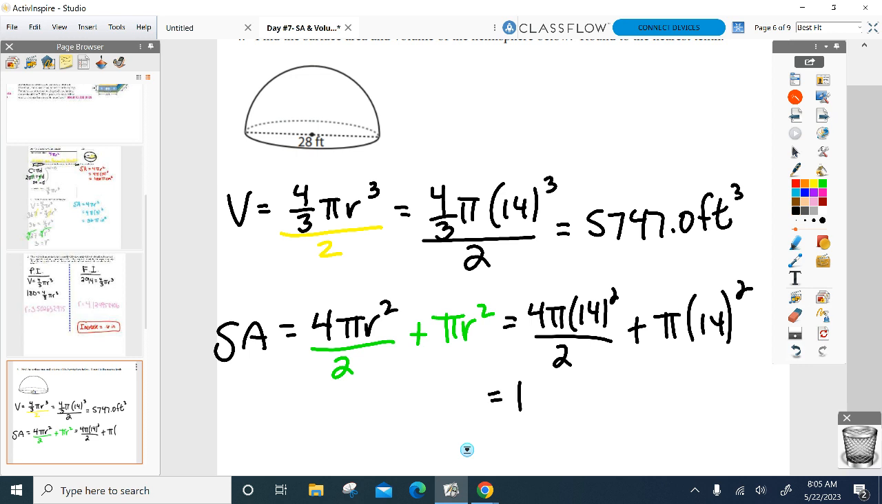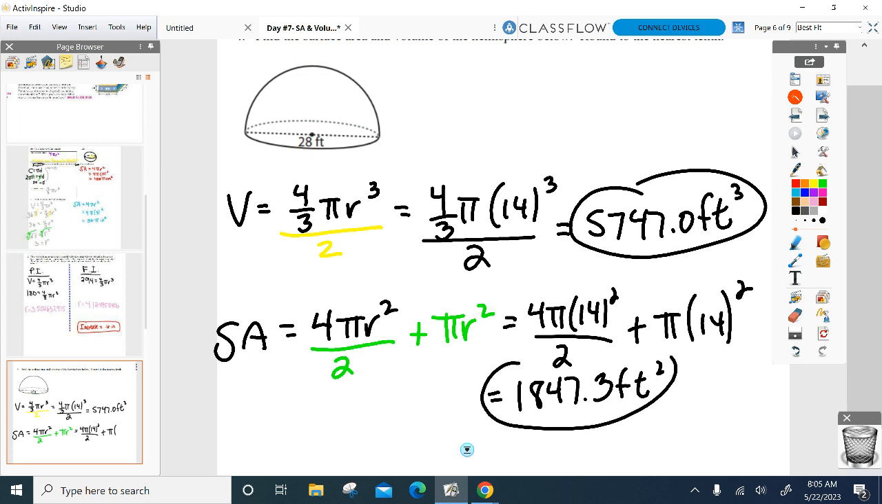I have 1,847.3 square feet. Anything before I go over my last concept here for today? So watch out, surface area. There's going to be some on the homework tonight. Surface area of a sphere, got to count the bottom.